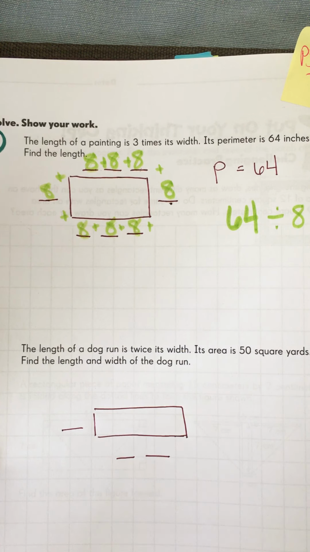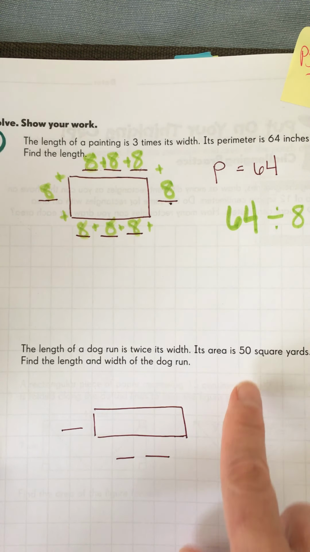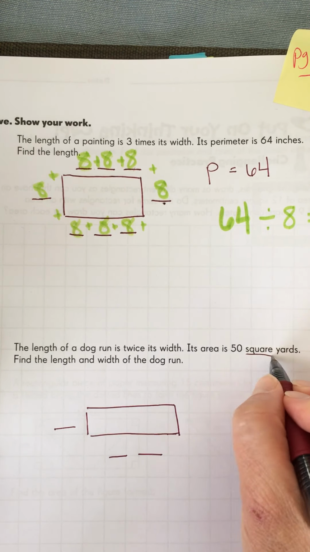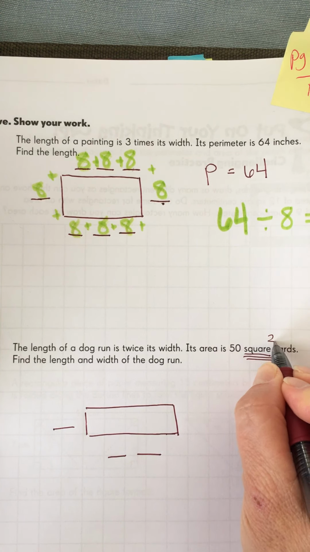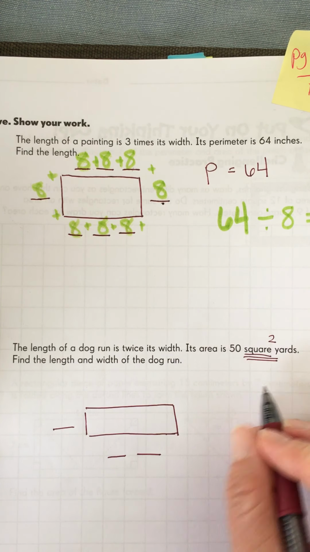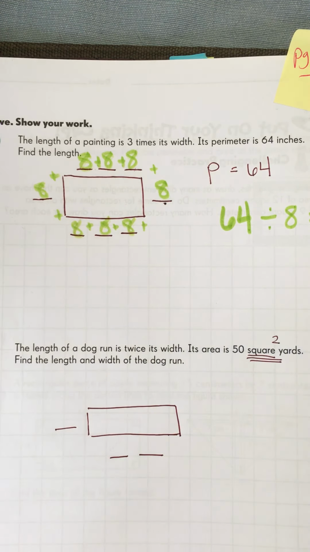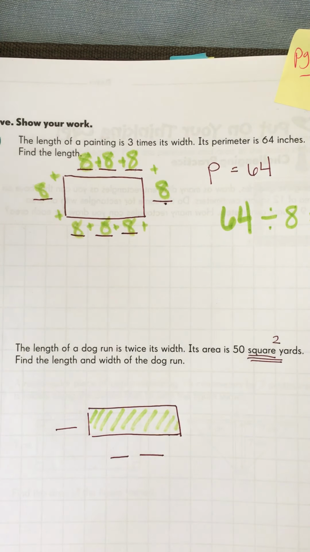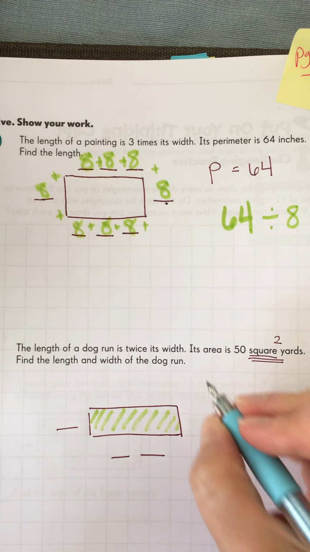Okay, now here's the deal. Let's see. And it says it's 50 square yards. So I'm sorry, I left that clue out. When it says square, we know that we're solving for area and that this is 2-dimensional. And so it's actually talking about what is inside here, right? So that then instantly tells me I can use the formula for area.